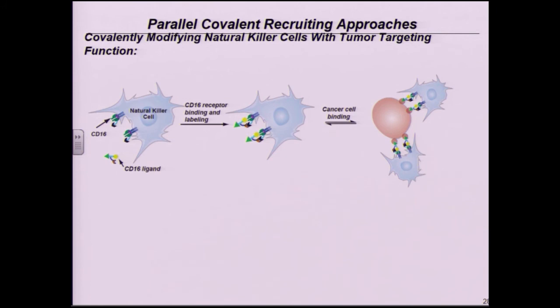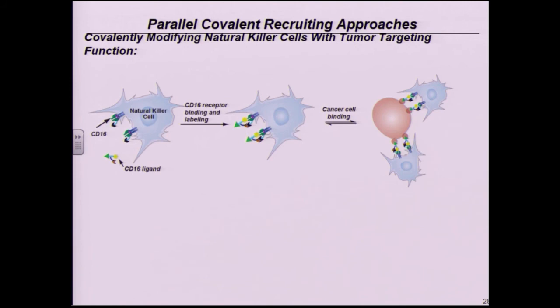But the idea is that we can go after other immune machinery, not just antibodies. We could potentially go after the immune effector cells themselves. So instead of relying on covalently labeling antibodies that then non-covalently recruit immune effector cells, we can go straight to the source and develop chemistry that programs the immune effector cell to have tumor targeting function.